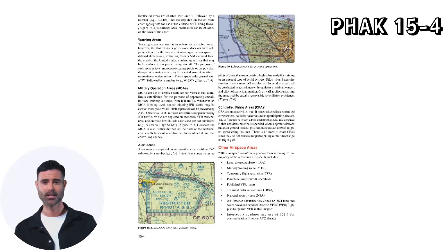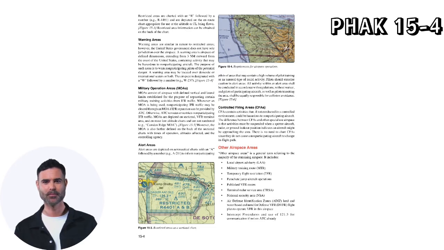MOAs are depicted on sectional VFR terminal area and en route low-altitude charts and are not numbered, e.g., Camden Ridge MOA. However, the MOA is also further defined on the back of the sectional charts with times of operation, altitudes affected, and the controlling agency.